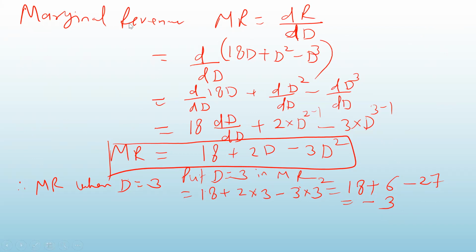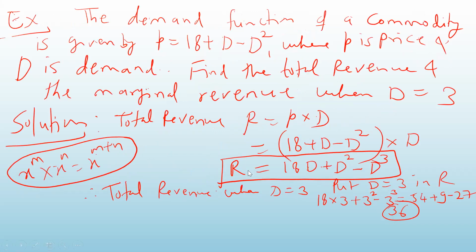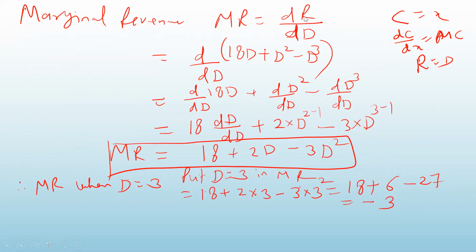See, marginal revenue is what? It is the derivative of R with respect to D. See, cost function is in terms of x, so we take the derivative of C with respect to x to find out the marginal cost. But the revenue is a function of demand. R is given in terms of D. Look at here, R is written in terms of D. So we will take the derivative of R with respect to D, not with respect to x. So marginal revenue is the derivative of R with respect to D.